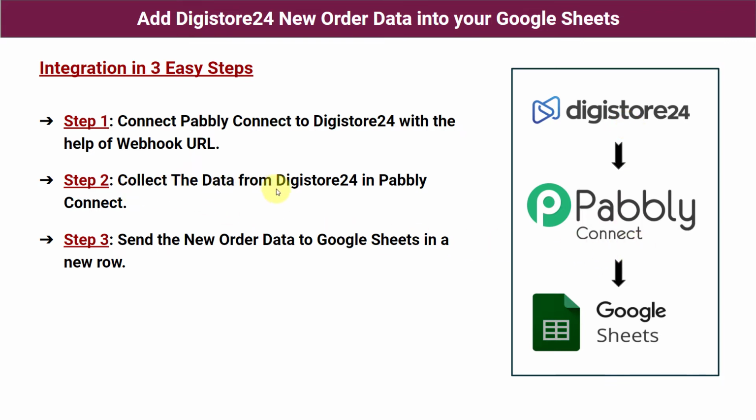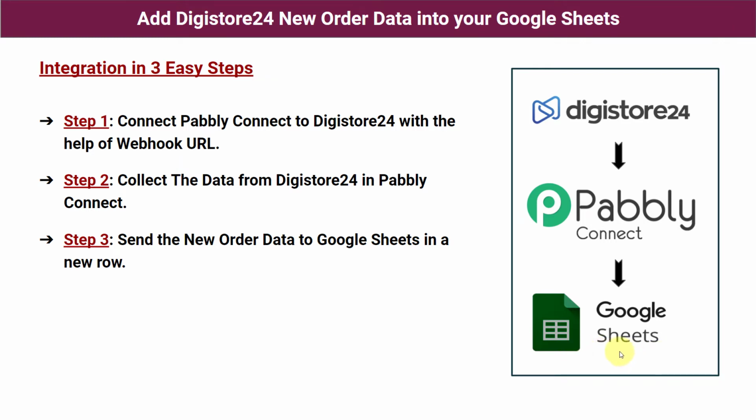Step 2 is collect the data from Digistore24 in Pabbly Connect. So in the second step, we'll make a test purchase, and collect the data of that purchase here in Pabbly Connect. Okay. And step 3 is send the new order data to Google Sheets in a new row. So the data of the new order or the data of the customer that we have captured here in Pabbly Connect, we are going to send it to Google Sheets and save it in a new row.